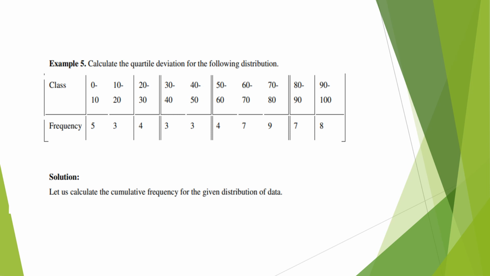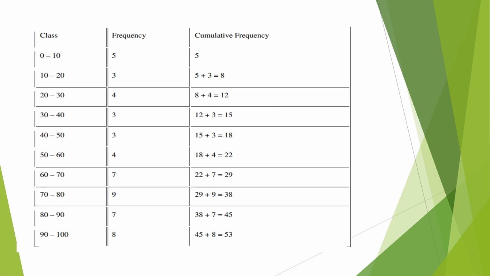First of all, we will arrange the data in ascending order, but it is already in ascending order, so there is no need to change it. Here we need to find the quartile deviation. So first we will calculate the cumulative frequency for the given data. So this is the table: class, frequency and cumulative frequency.